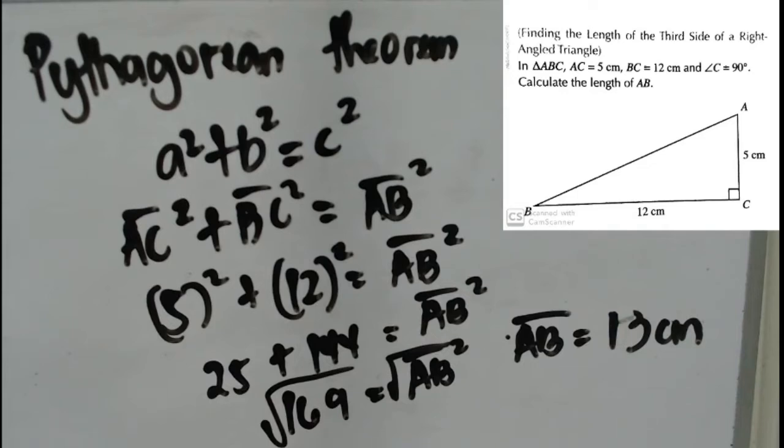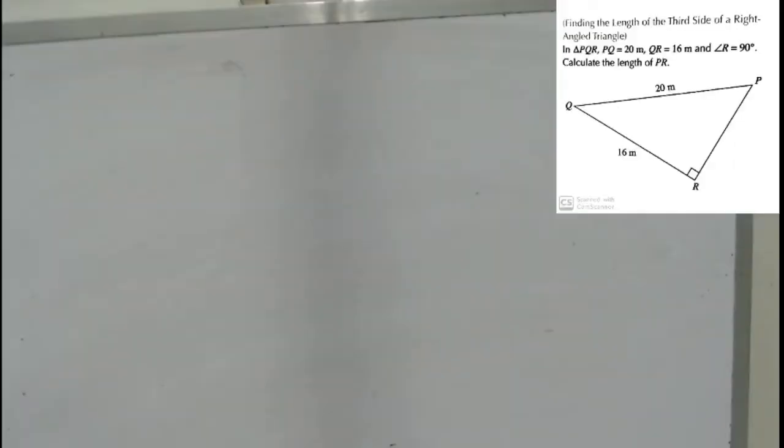So let's proceed to our second example. We have here triangle PQR. PQ is equal to 20 and QR is equal to 16, and angle R is 90 degrees. Calculate the length of PR. For us to be able to use the Pythagorean theorem, first make sure that the given is a right triangle. Having angle R as 90 degrees, we are now sure that triangle PQR is a right triangle.